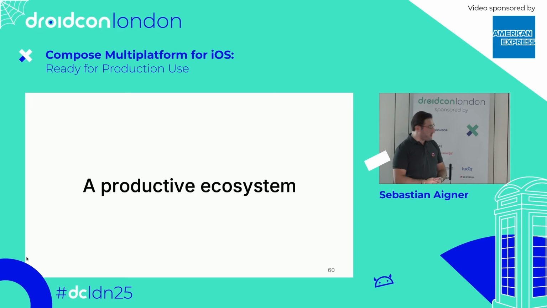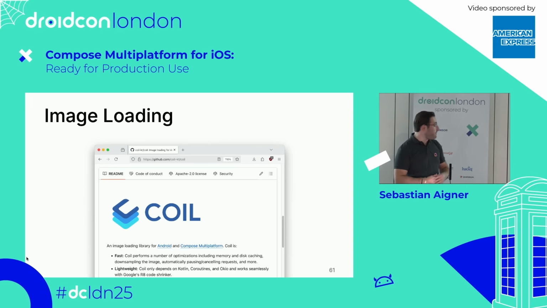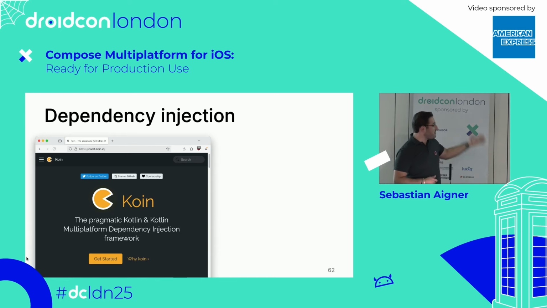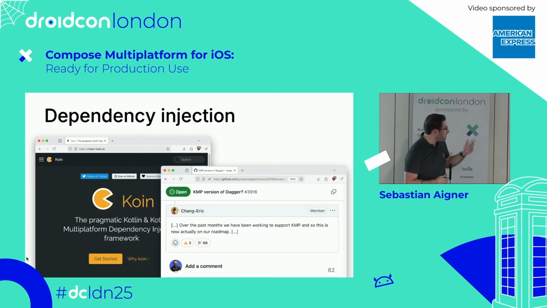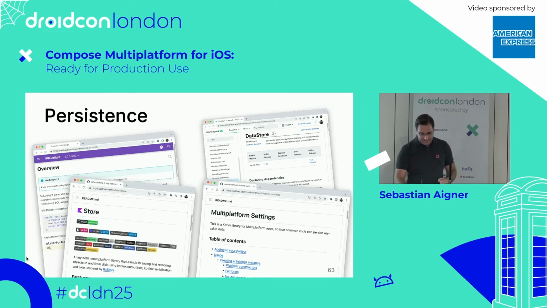Around this, you also find a super productive ecosystem. For example, for loading images, the classic go-to library in the Android world, Coil, is also already a multiplatform library, so you can use it in Compose Multiplatform natively as well. If you're doing dependency injection, Koin, the people that you can also talk to downstairs, have wonderful support for Compose Multiplatform specifically, if you want to inject things like view models. And if you're a Dagger fan, well, since a couple of months, the Dagger folks have also been working to support KMP, which is super exciting.